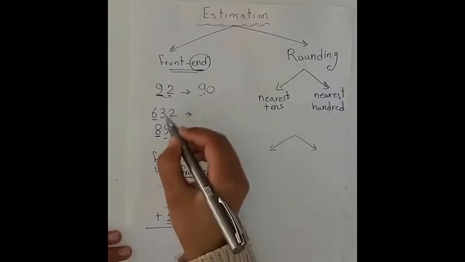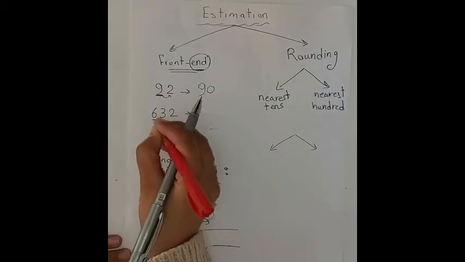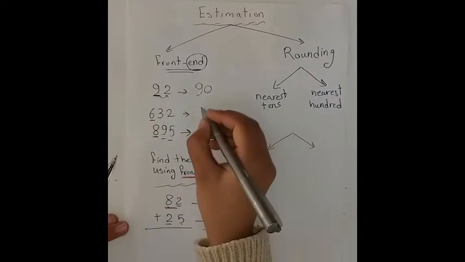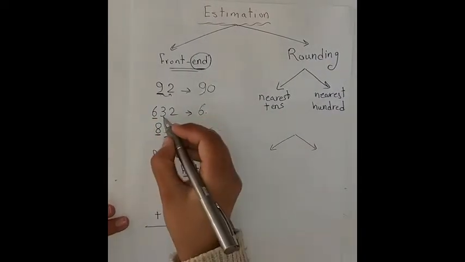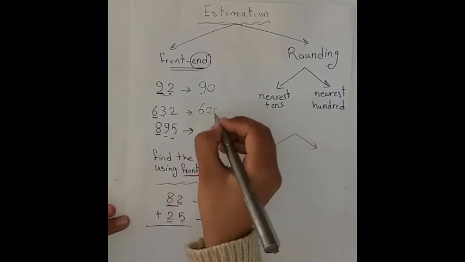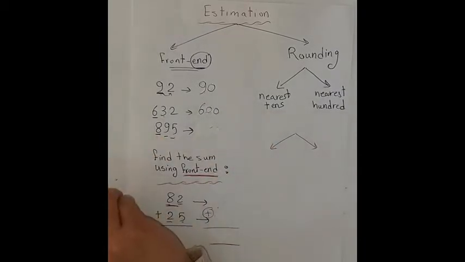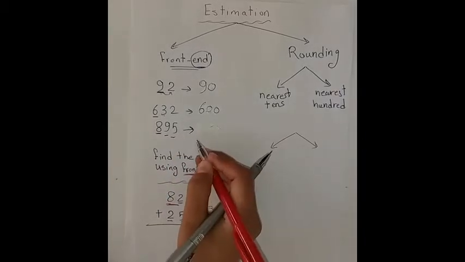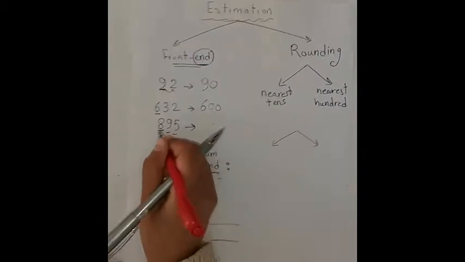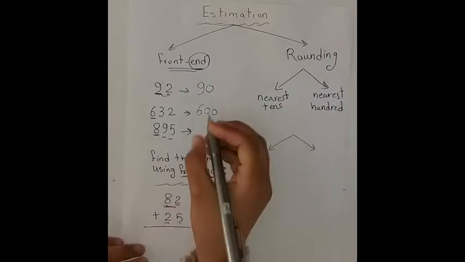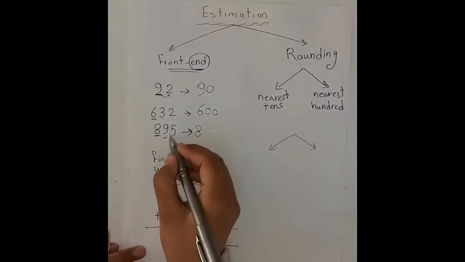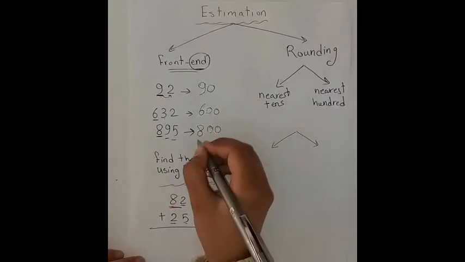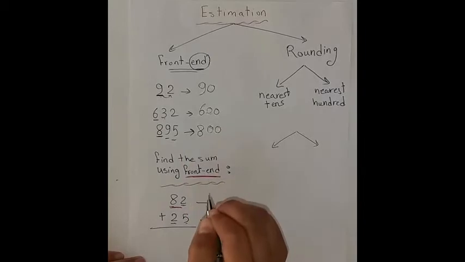Okay, if I have 632, where is the end of the number or the biggest place value? 6. So I write 6 over here and replace the 3 and 2 with 2 zeros. Again, if I have 895, where is the end of the number? 8. 8 is the biggest place value. So I write 8 here and replace the rest of the digits with zeros. So it will be 800.